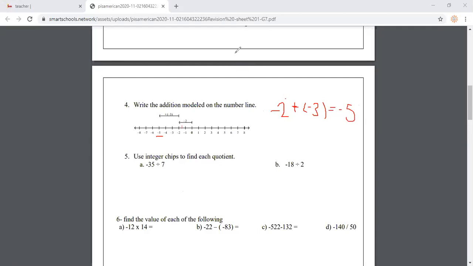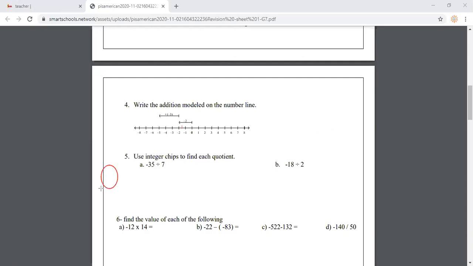Use integer chips, but this time we will not use add or subtract or multiply. This one is division. So how are we going to represent it by using integer chips? Take care about the second number. The second number will help us to know how many groups we have. So in this one, how many groups do you have, Grade 7? I have 7 groups.